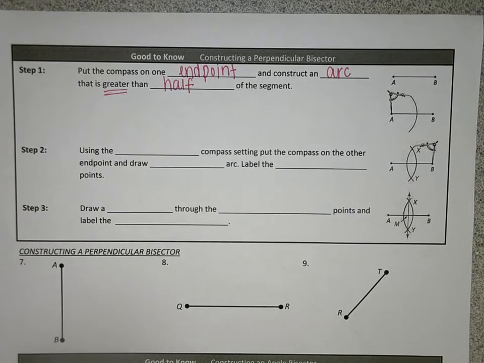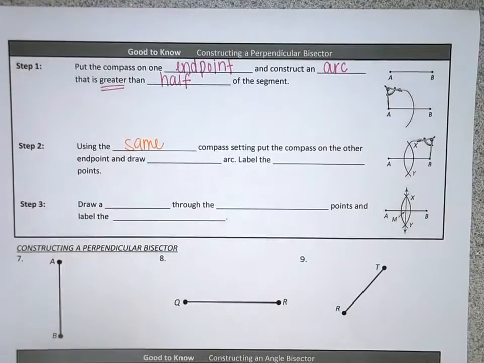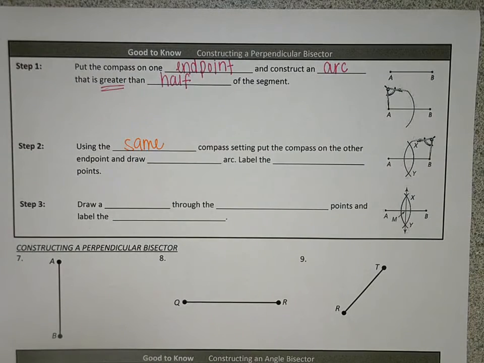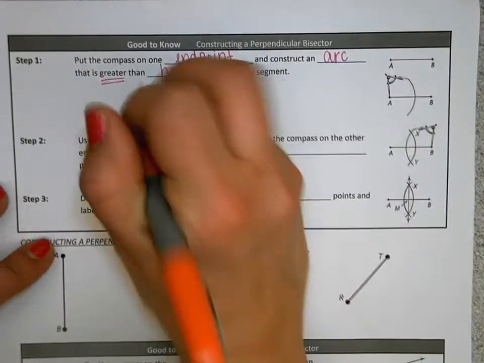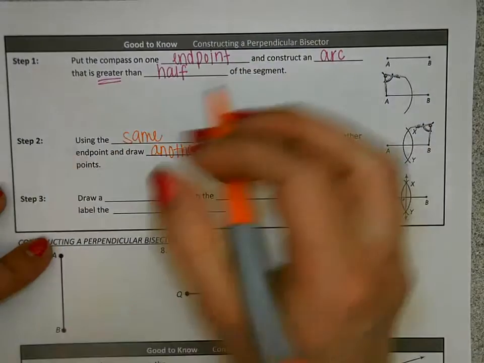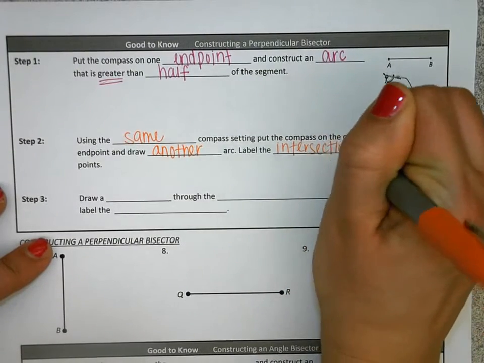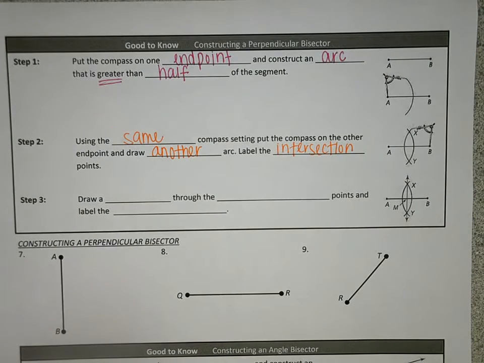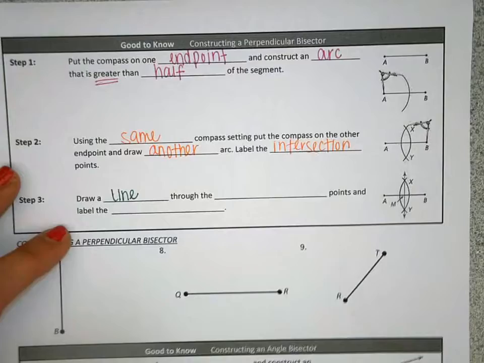And then using the same compass setting, you're going to use the other endpoint to draw another intersection. And you're going to label the intersection points. This time, instead of drawing a ray, you're going to draw a line through the intersection points and label the midpoint.